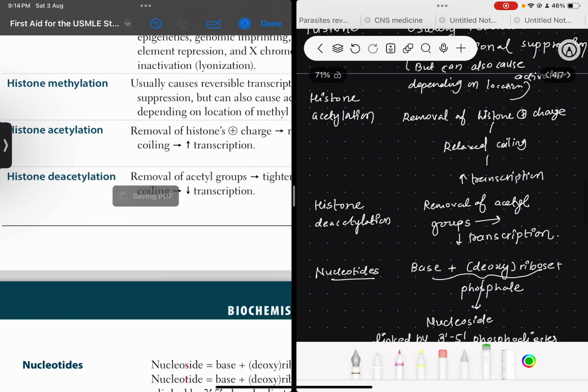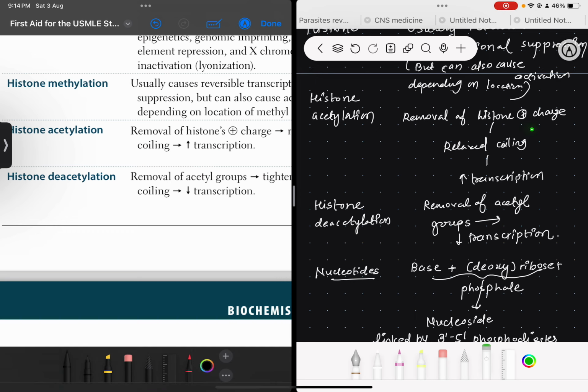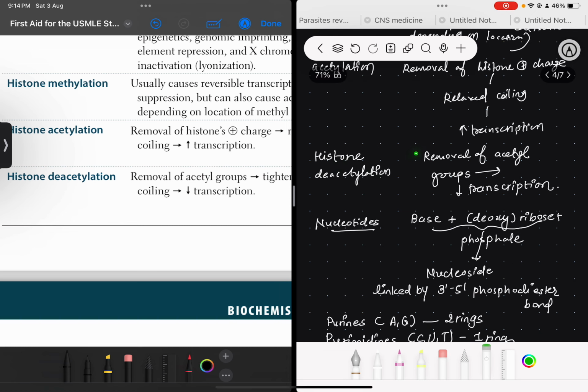So this is removal of histone positive charge, and the histone positive charge usually helps bind the negatively charged DNA, so they bind together, but this reversal of positive charge will cause reversal of coiling and increase transcription. Now histone deacetylation is removal of acetyl groups, and that's why there is a decrease in transcription.